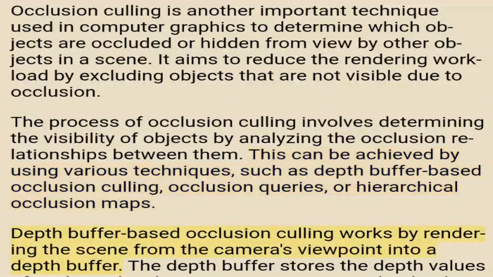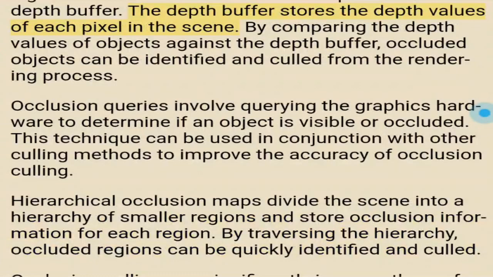Depth buffer-based occlusion culling works by rendering the scene from the camera's viewpoint into a depth buffer. The depth buffer stores the depth values of each pixel in the scene. By comparing the depth values of objects against the depth buffer, occluded objects can be identified and culled from the rendering process. Occlusion queries involve querying the graphics hardware to determine if an object is visible or occluded. This technique can be used in conjunction with other culling methods to improve the accuracy of occlusion culling.